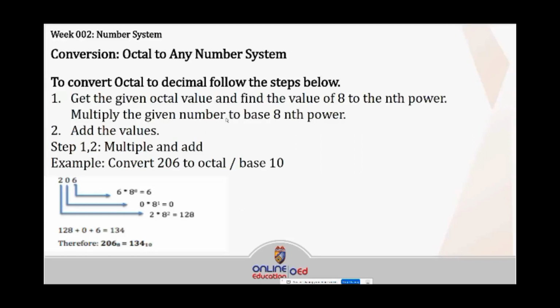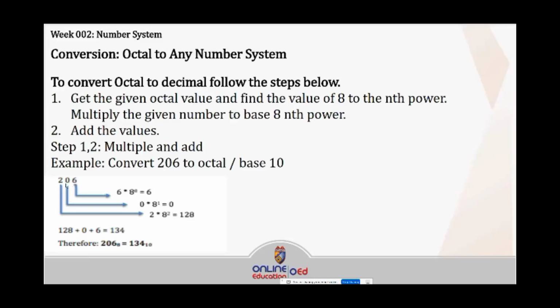Get the given octal value and find the value of 8 to the nth power. Multiply the given number to base of 8, 8 power, and then add the values. Step 1 and 2, multiply and add. So basically what we do, if we are going to convert any number system into decimal, we multiply it by its base, right?